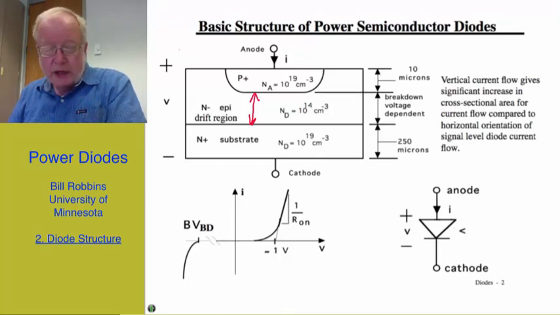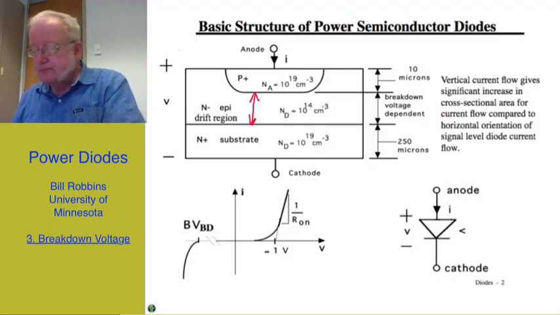In the reverse direction, no current flows until we reach the breakdown voltage due to impact ionization, and the breakdown voltage rating of power diodes can range from a few tens of volts to several thousand volts, depending on the application. The circuit symbol for a power diode is identical to that for a signal level diode.